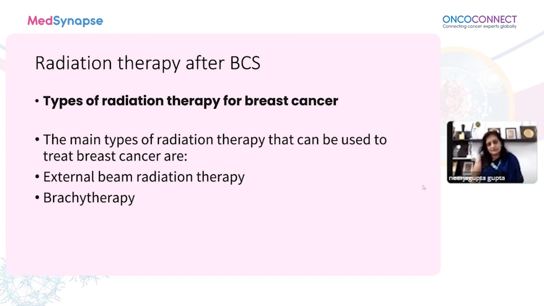As I said, breast conservation always comes with radiation. So a little bit on radiation. We have external beam and brachy. External beam means it comes from outside. Brachy means you have pellets placed inside. So just a brief on what kinds of radiation therapy may be offered to a patient of BCS.